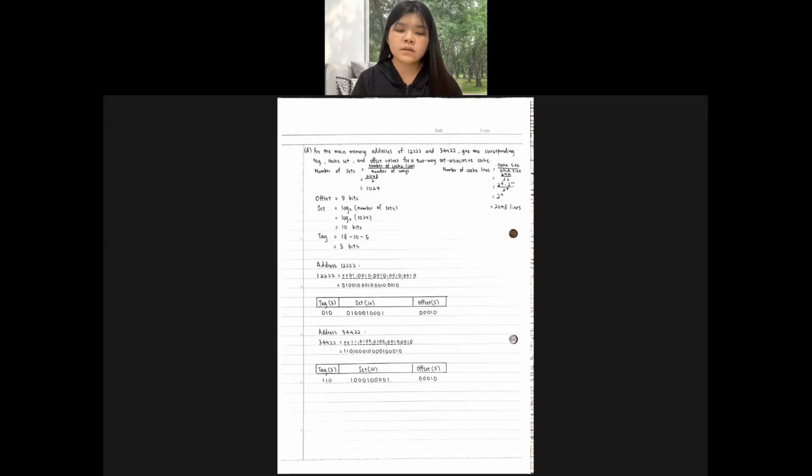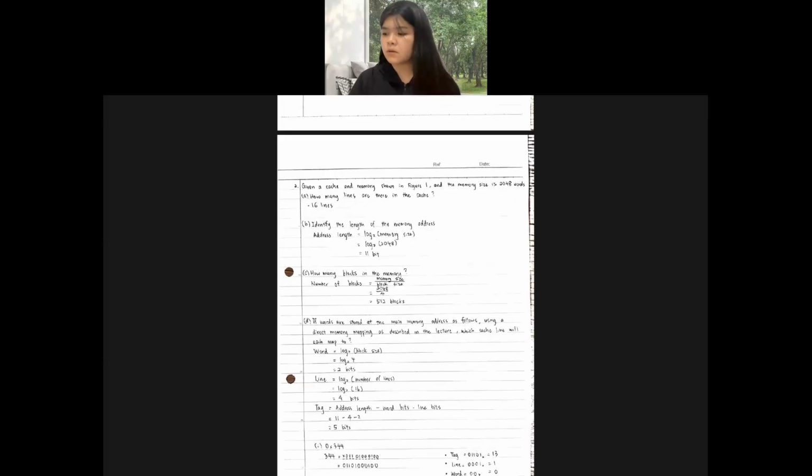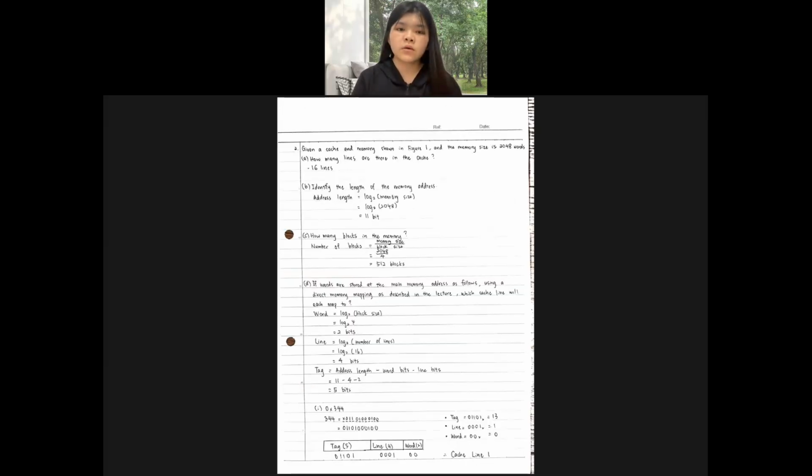Then the offset is 5 bits, which is the same as the word bits, and the set is equal to log2 of the number of sets, which is 10 bits, and the tag is equal to the address length minus the offset minus the set, which is 3 bits. And also for the address 1222 and the address 34422, we use the method from before and we split them into the 3 parts. Okay, that's all for question 1.